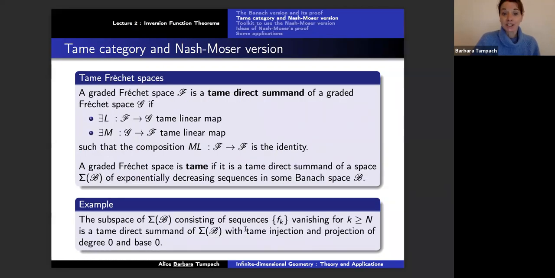What is a Tame Fréchet space? A Tame Fréchet space is a direct summand of this sigma B for some Banach space B.